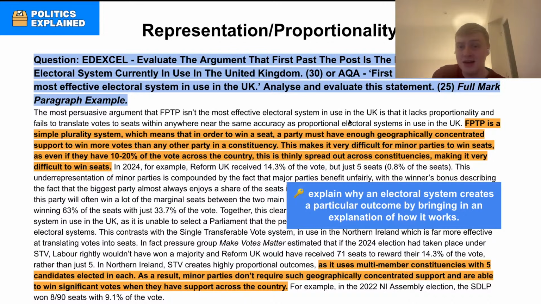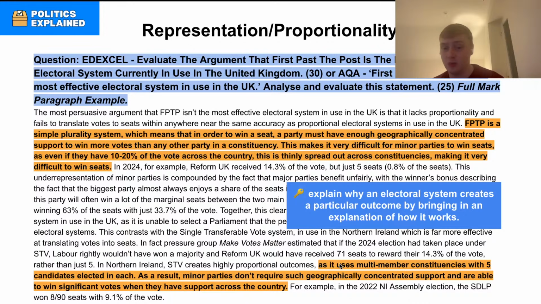So we could have gone from here straight into the example for Reform UK, but we've really explained it and analysed it using an explanation of how the electoral system works. We've done exactly the same down here when we brought in STV.